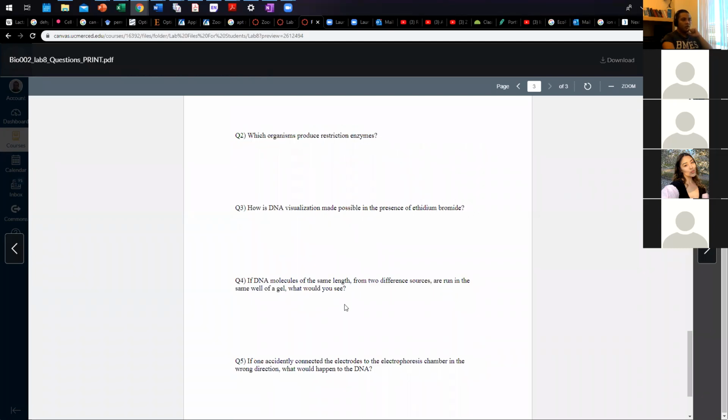How is DNA visualization made possible in the presence of ethidium bromide? So ethidium bromide is a fluorescent compound. It's used in gel electrophoresis to make the sample in your well glow. So when you take an image of it with UV light, it reflects a lot of light. It enhances the signal. A quick Google will give you a little more in-depth information.